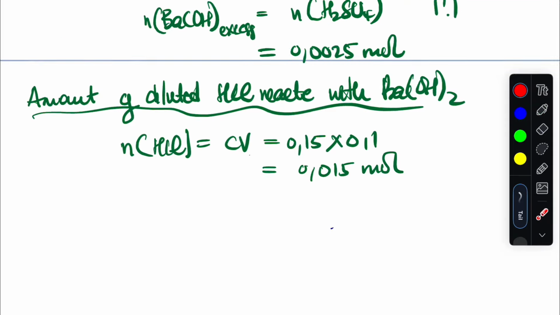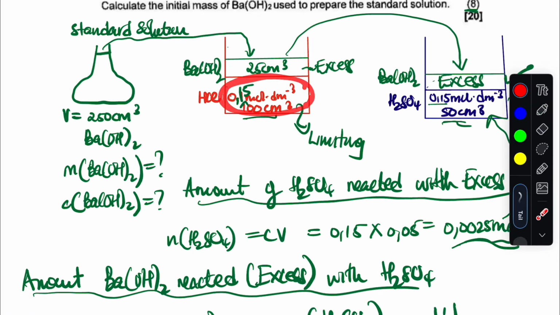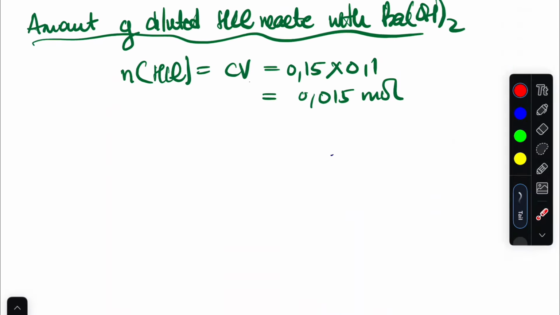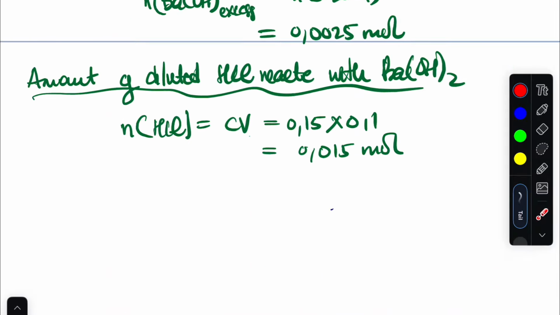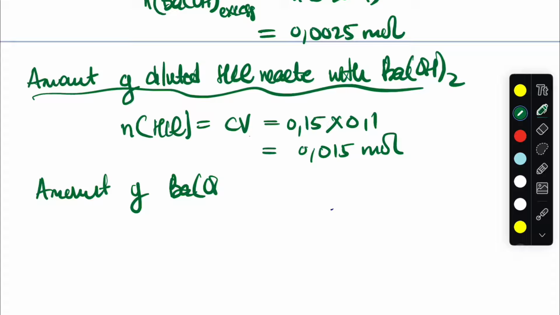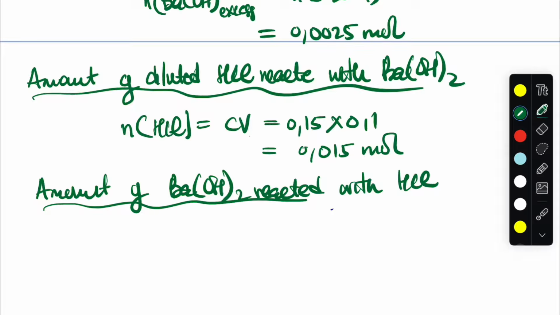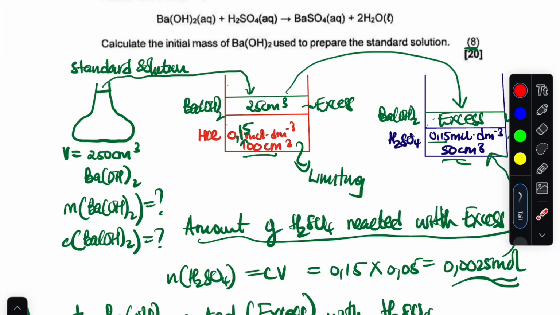So now, guys, we have the amount of the limiting reagent that was used up here. It can help us get the amount of the barium hydroxide that reacted, right? So now we're going to do the mole ratio again. Now I'm calculating the amount of barium hydroxide that reacted with HCl. I'm going to do the mole ratio of the HCl and the barium hydroxide.